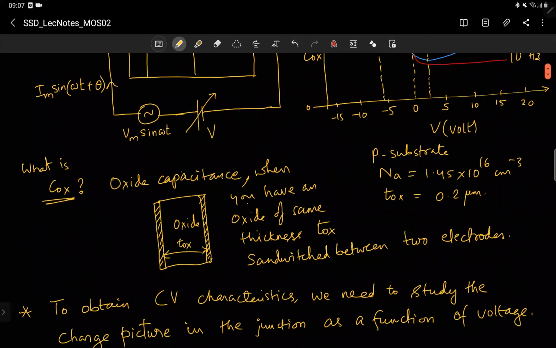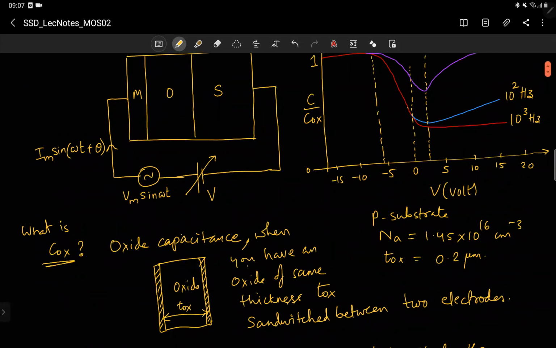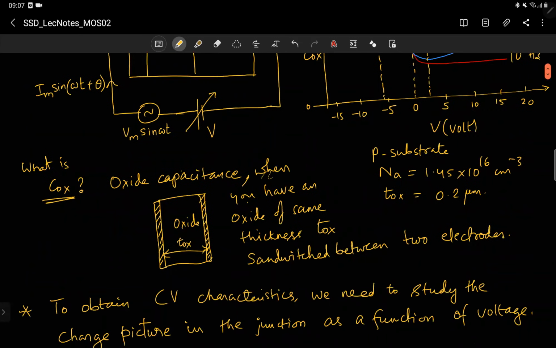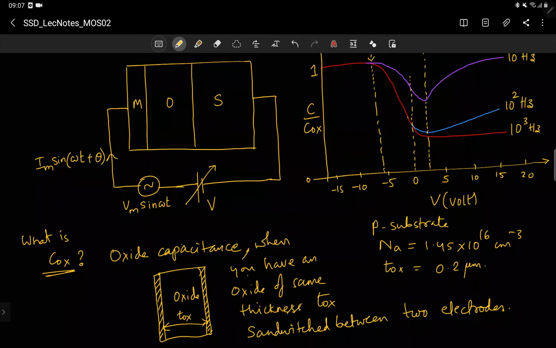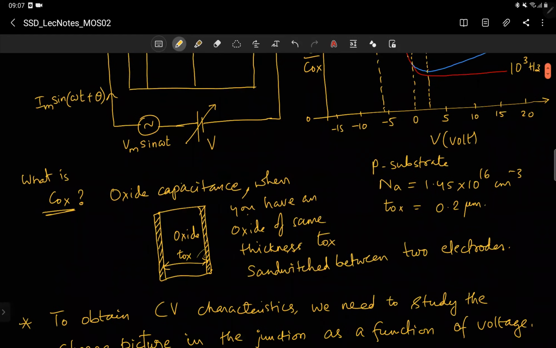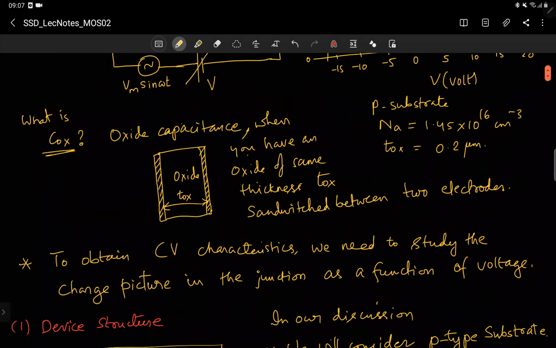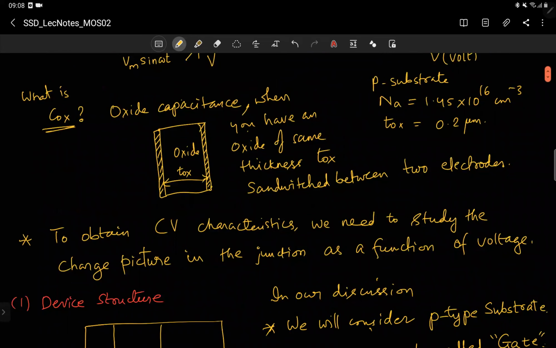So what is this Cox? Cox is the oxide capacitance. Just take only the oxide, and if you put two electrodes on either side of the oxide, then the capacitance of this oxide layer is Cox. Because it is an insulator, you can definitely have a capacitor made out of that insulator if you just put two electrodes on either side. That is the capacitance of the oxide, Cox.